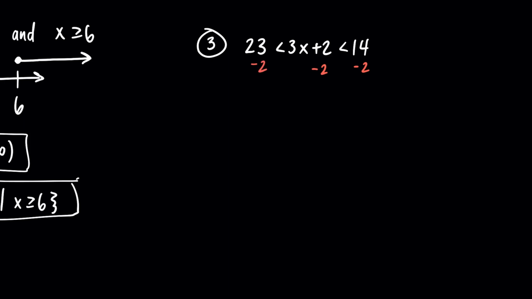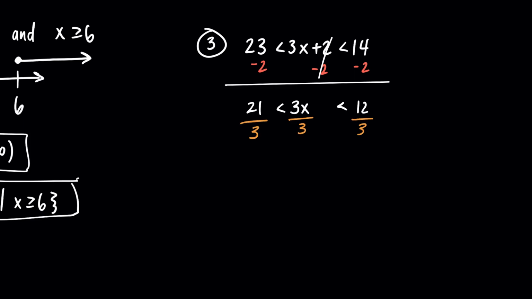So I'm going to subtract 2. My goal is to get this x by itself, so I'm going to subtract 2 to get rid of that 2. When we do that, we're left with 21 is less than 3x. The 2's go away. 14 minus 2 is 12. And then from here, I'm going to divide by 3, divide by 3, divide by 3.